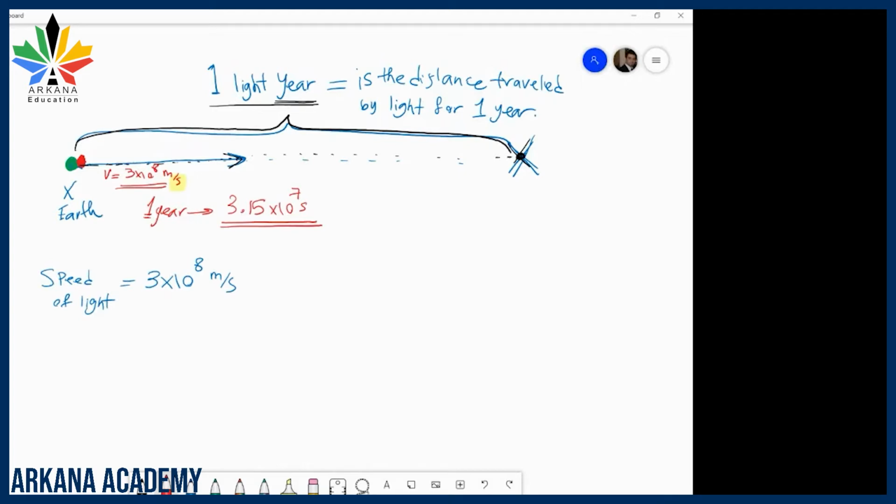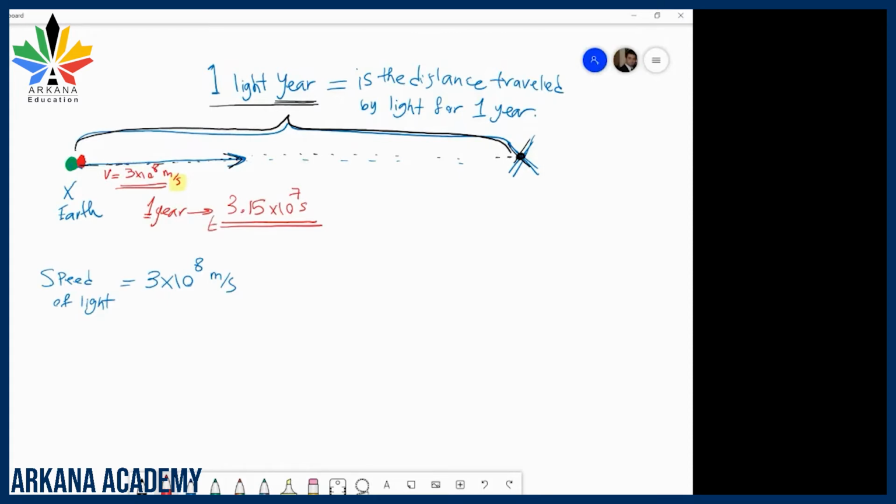So that is like 300 million, 300 million meters, 300 million meters per second. So it means that if light starts to travel from this point, it can go 300 million meters away in 1 second. That's how fast it goes. So now if it's going with that velocity and it's going for that time, we can calculate the distance.